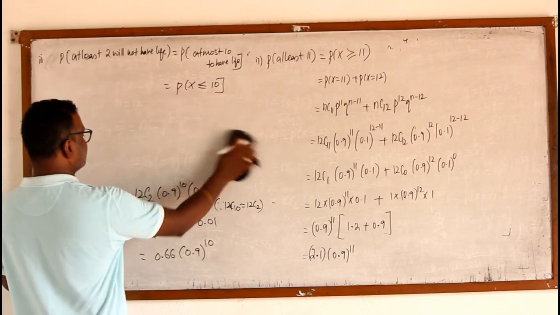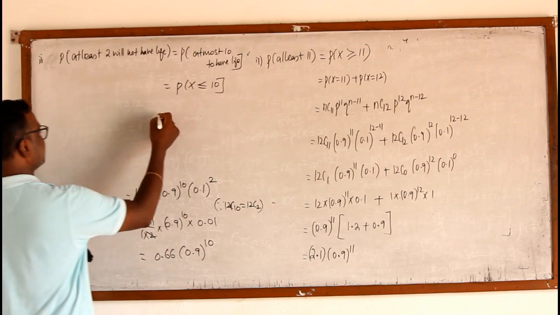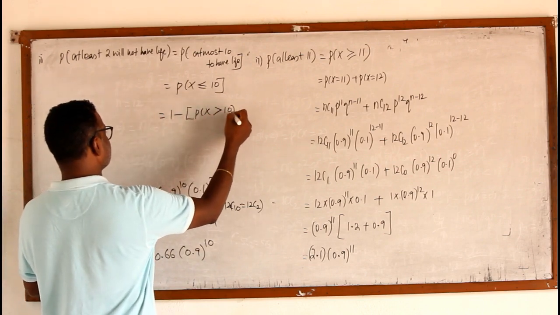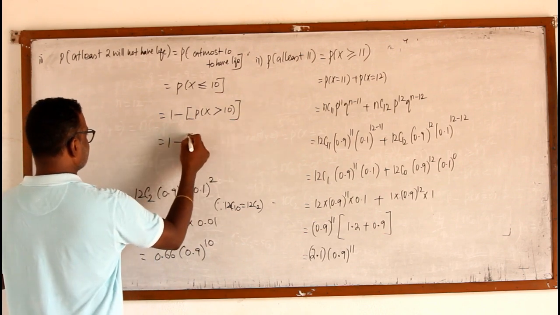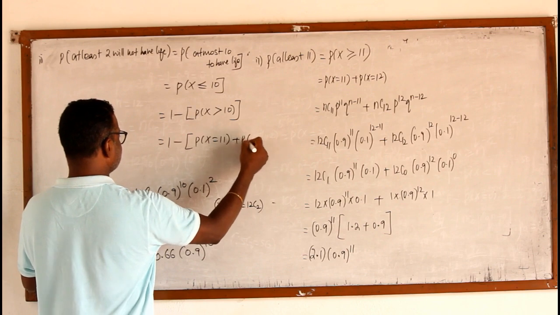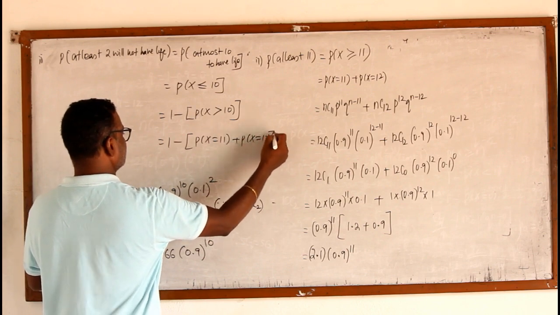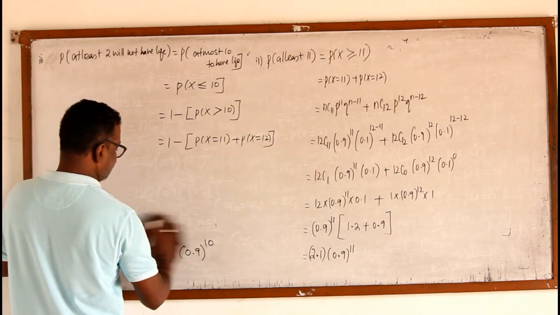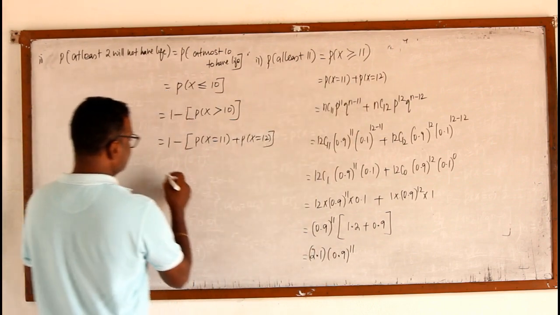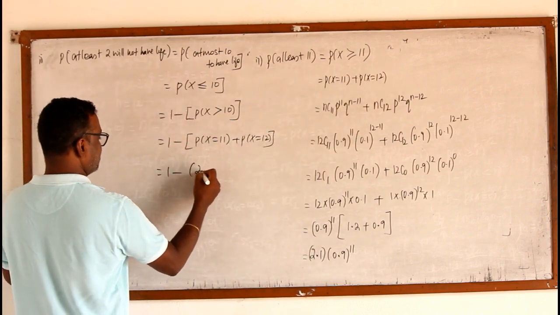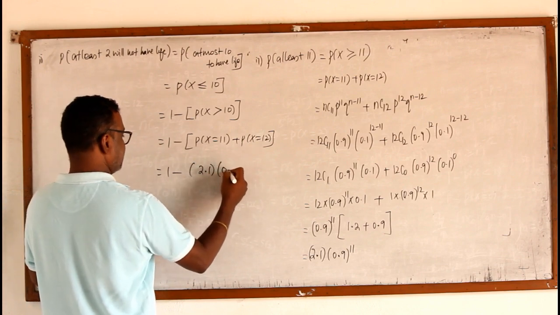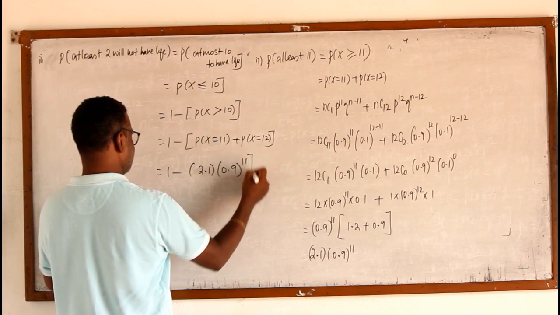Less than or equal to 10 means from 0 to 10. Instead, shall I write 1 minus P of x greater than 10? Greater than 10 means, what are they? 10 won't come, 11 and 12. And we found 11 and 12 as this one. So it is 1 minus 2.1 into 0.9 whole power 11.